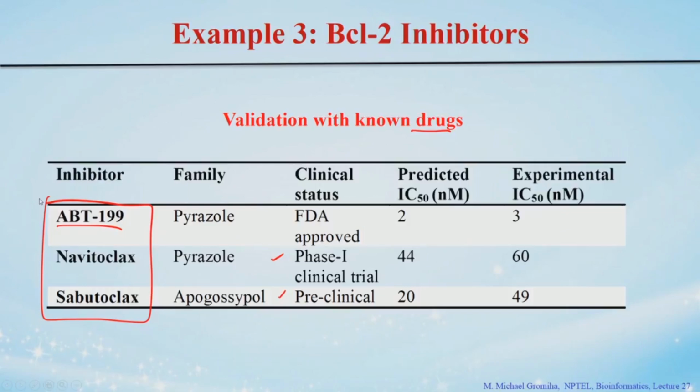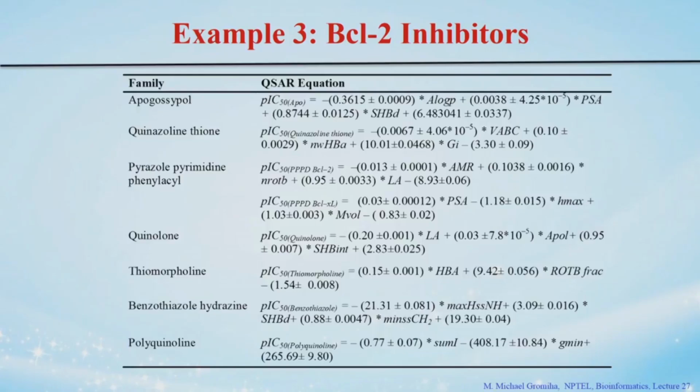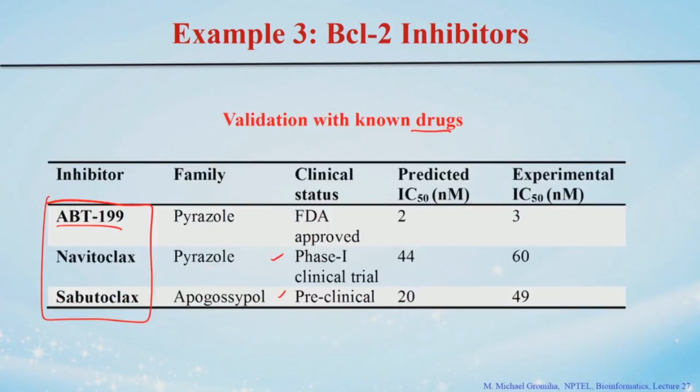With these compounds we can get the necessary properties and use this equation to predict the IC50 values. This is the predicted IC50 value, and this is the experimental IC50 value. This is very close, for example 44 and 60, and 20 and 49. This is not a bad one. You can see the predicted values agree well with the experimental values even for the known drugs. These were not used in the development of the model, so this works.